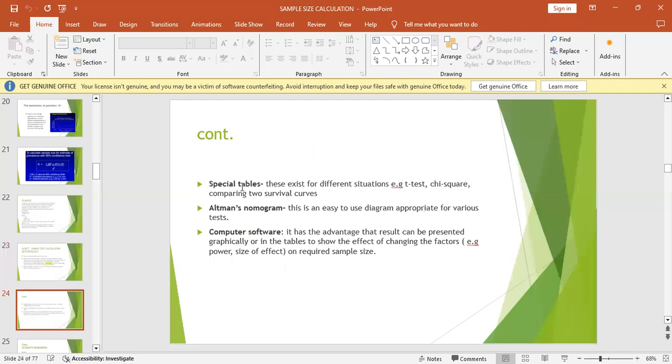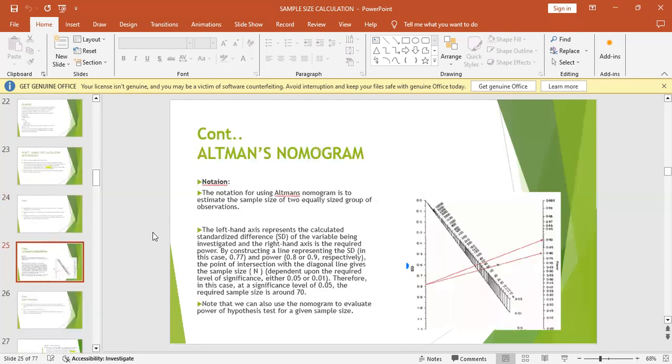And there are specific tests. These exist for different situations. For example, t-test, chi-square test, tests for comparison of two survival curves, and the Altman's nomogram and the computer softwares. This is the Altman's nomogram. Altman's nomogram is used to estimate the sample size of two equally sized groups of observations.